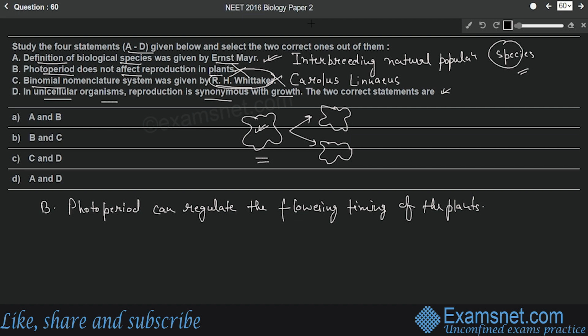But in case of sexual reproduction, what happens? The parent remains same. There is no effect on the parent, but here the parent itself has divided. So here the reproduction is synonymous to the growth. So which statements are correct? The first one and the last one. So A and D are correct. That means option D will be the correct answer.